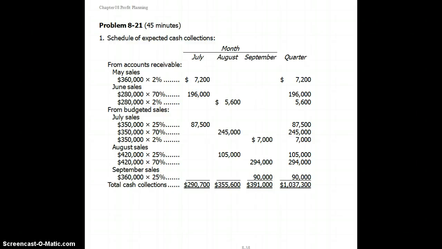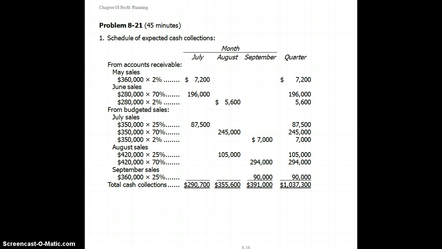We will now discuss the solution to problem 8-21, which requires us to prepare a schedule of expected cash collections and cash budget. Problem 8-21 talks about Natural Care Corporation, a distributor of natural cosmetics, that has requested a $60,000 90-day loan from the bank.